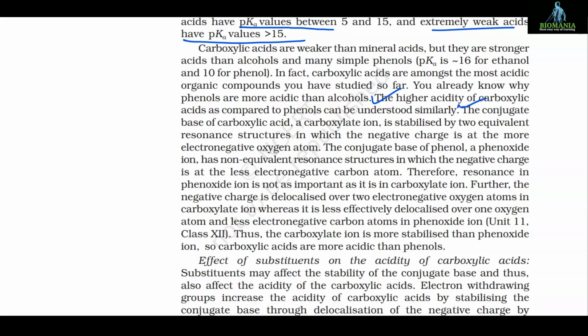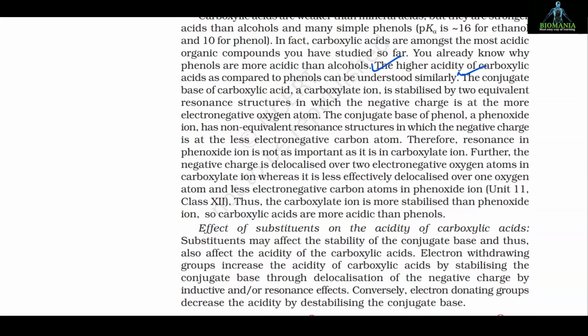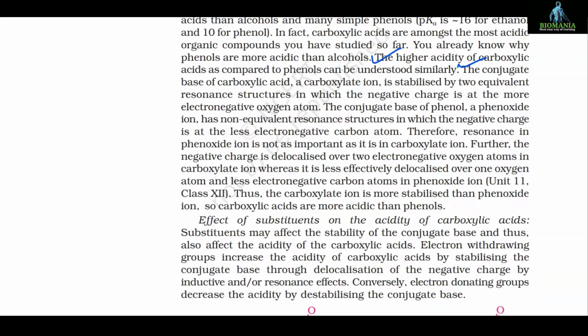The conjugate base of carboxylic acid, the carboxylate ion, is stabilized by two equivalent resonance structures in which the negative charge is at the more electronegative oxygen atom. The conjugate base of phenol, the phenoxide ion, has non-equivalent resonance structures in which the negative charge is at the less electronegative carbon atom. Therefore, resonance in phenoxide ion is not as important as it is in carboxylate ion.